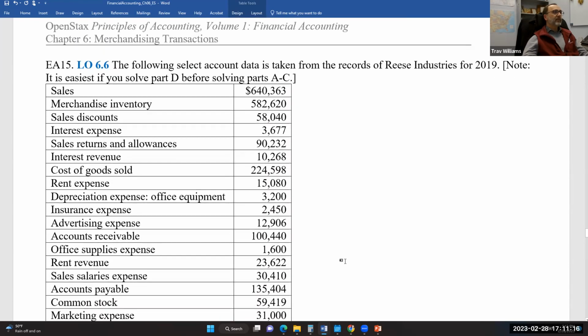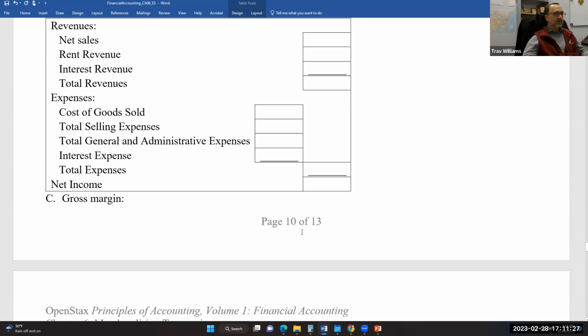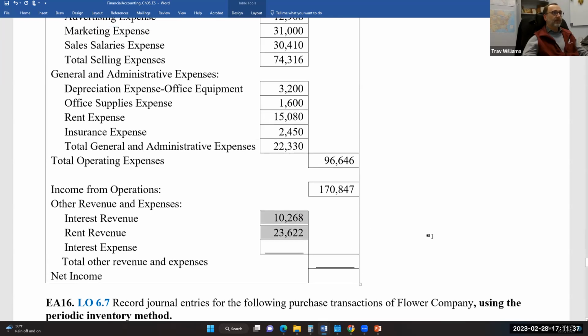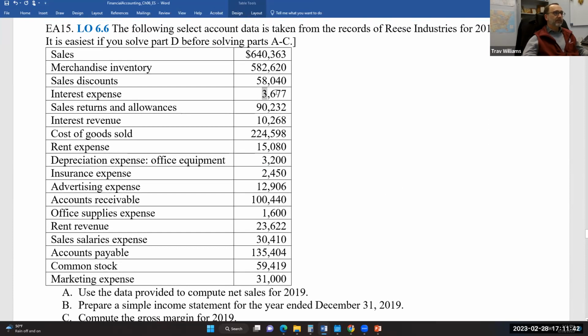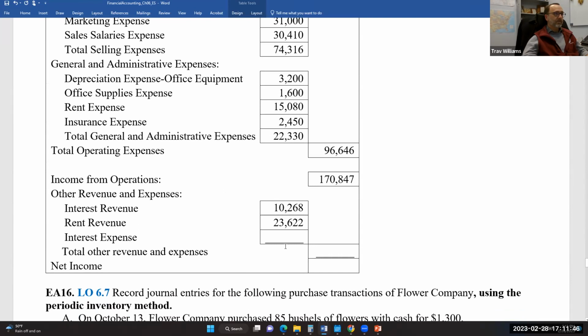Let's get interest and rent revenue. Okay, interest revenue is 10,268. Rent revenue, 23,622. Then we need to subtract from those two the interest expense, right? So let's go back up. Interest expense is this amount. Okay.